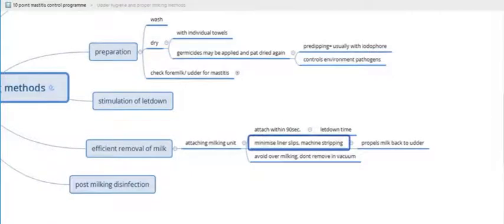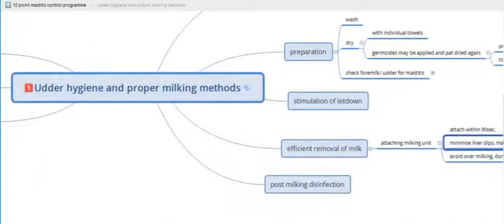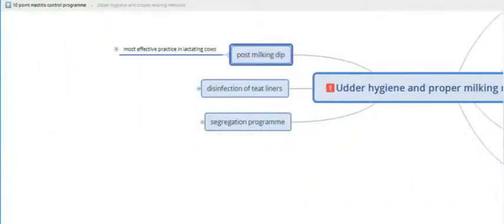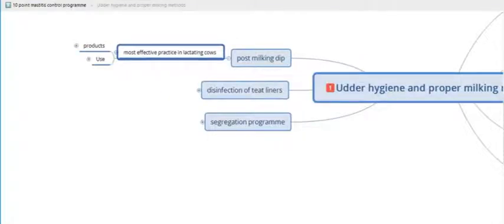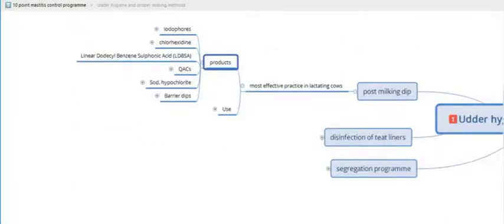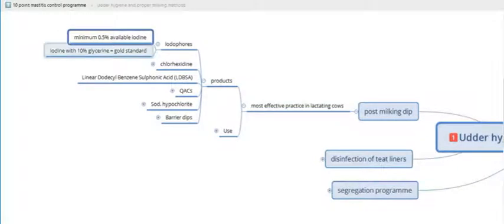Then another very important thing is the post milking disinfection. Post milking disinfection is the most effective practice in preventing contagious mastitis in cows. There are a lot of products available. You can go for iodophors, chlorhexidine, quaternary ammonium compounds, sodium hypochlorite, and then there are barrier dips. Iodophors should be a minimum 0.5% applied on the udder, and these iodophors form the gold standard for comparing other germicides.